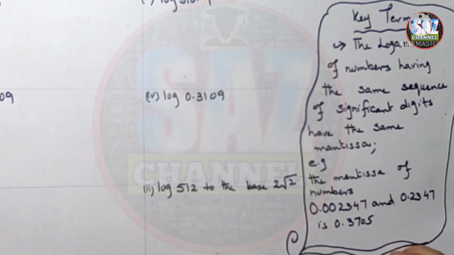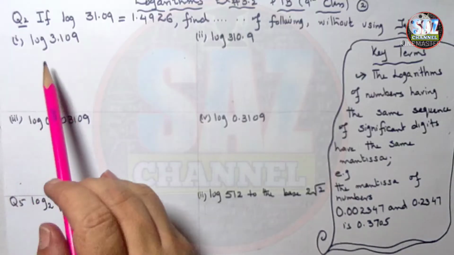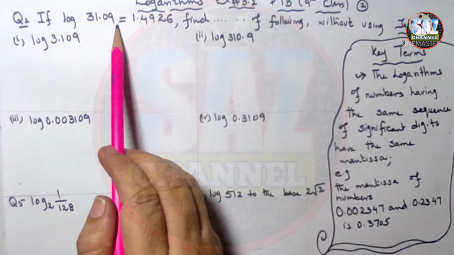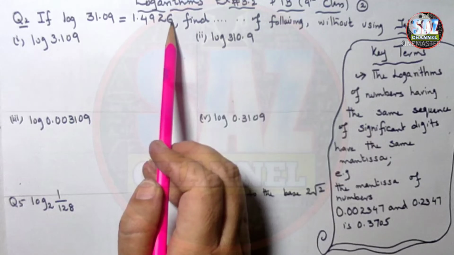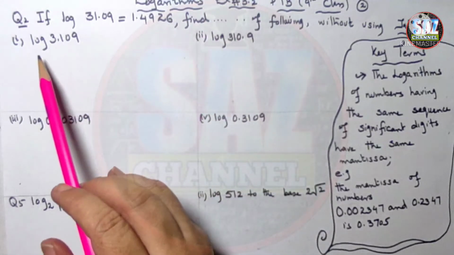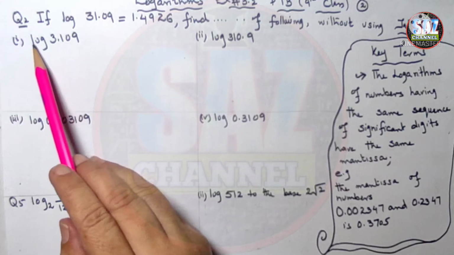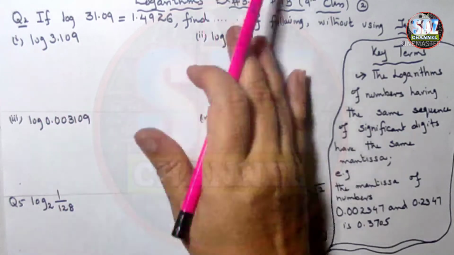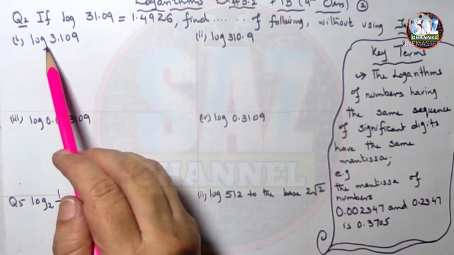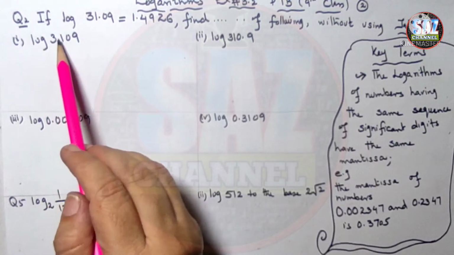Question 2 says that if log 31.09 is 1.4926, then we have to find the value of the following. First, let me read all of the question parts, okay? And then I will be discussing how to do this question. First part is log 3.109.